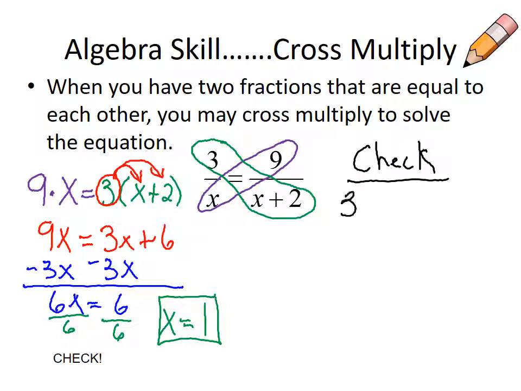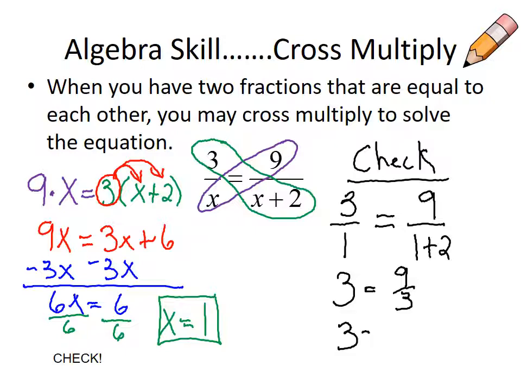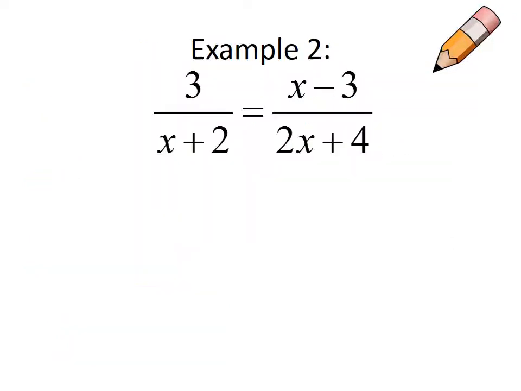So I'm going to have 3 over 1 equals 9 over 1 plus 2. 3 over 1 is just 3. 9 over 3, which simplifies to 3, so 3 equals 3. This works, okay? We're happy about that. Life is good. We need to check all the time because sometimes, you guys, our answers aren't always going to work. So there's example number 1. Make sure you get all of that written down.